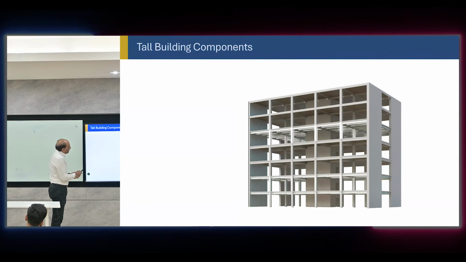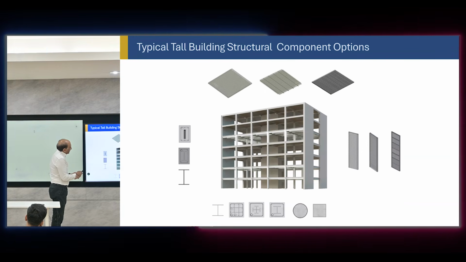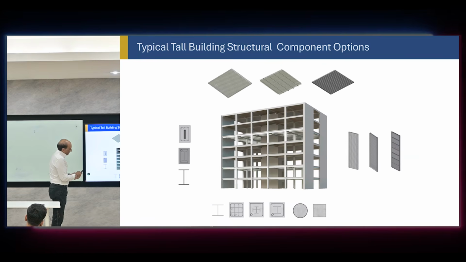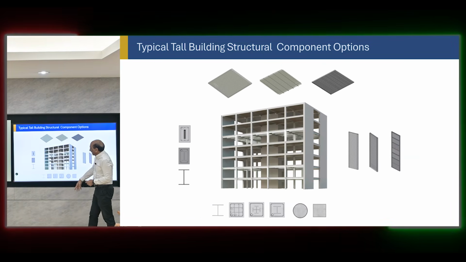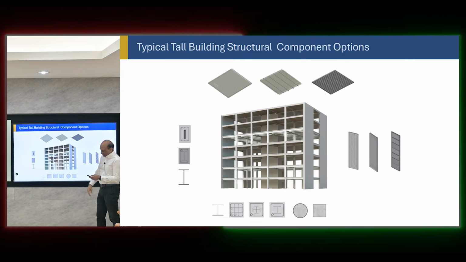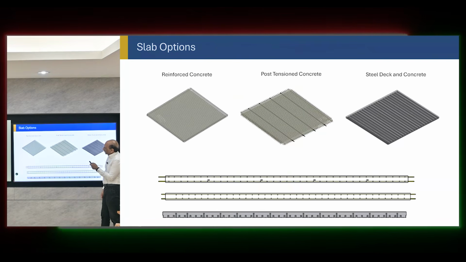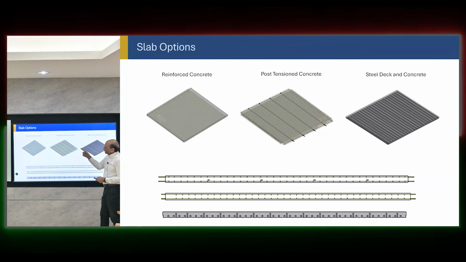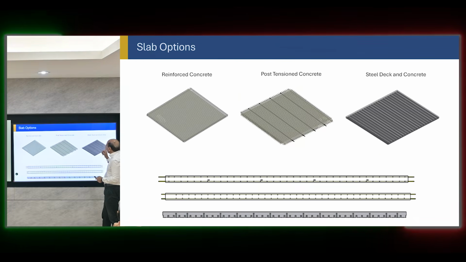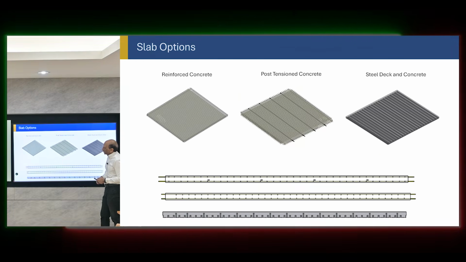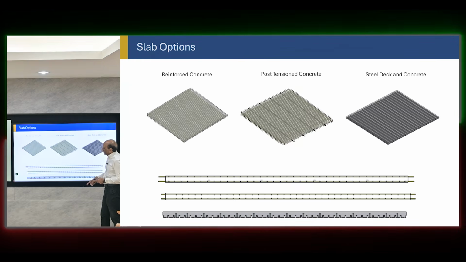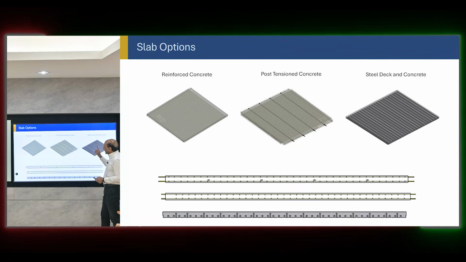So we talked about the components. If this is a tall building, then we have these components that we have to deal with: the beams, the columns, walls, and slabs, at least minimum. We talked about the slab options: reinforced concrete, post-tension, steel deck. We will talk more about them when we talk about the gravity load system starting next lecture. So we have to choose one of them.